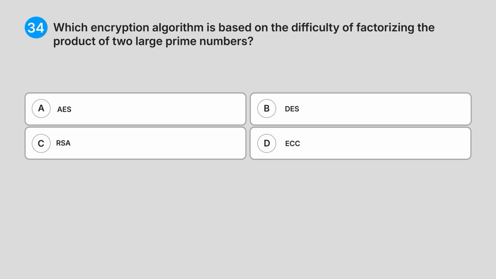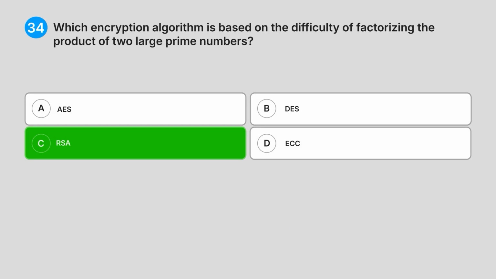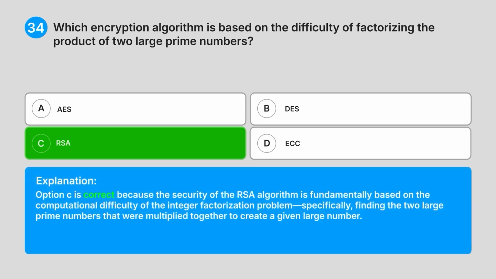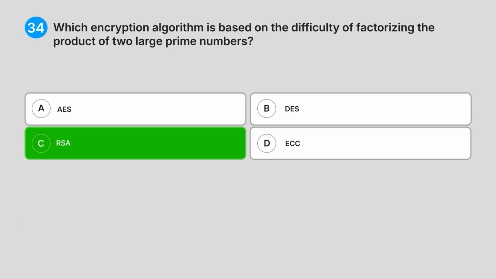Correct answer, C. RSA. Explanation: option C is correct because the security of the RSA algorithm is fundamentally based on the computational difficulty of the integer factorization problem, specifically finding the two large prime numbers that were multiplied together to create a given large number.